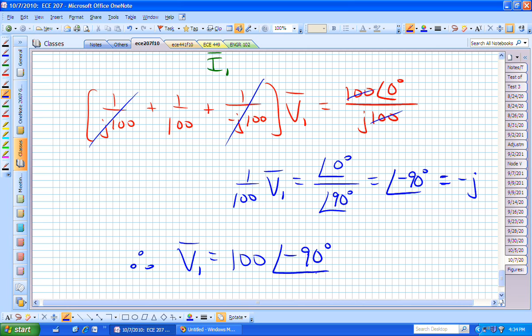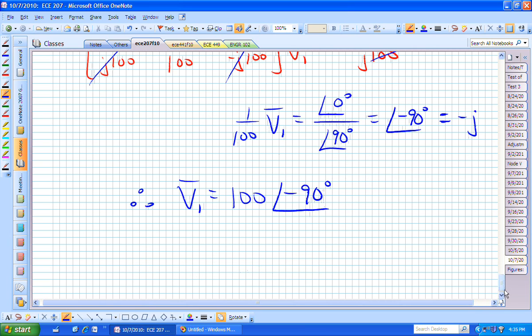Questions on that? Question: can we leave it as 100 negative j? Yes, you can. But I'm going to now start finding currents, and so I want to have that V in polar form. Just having an imaginary quantity is one number, but it's 0 minus j if you thought of it as rectangular form. To do multiplication or division, it's cleaner and easier to convert everything to polar coordinates. So I want a magnitude and an angle, just to make it easier.